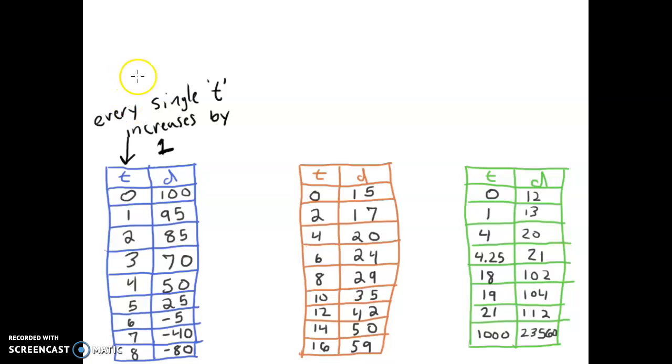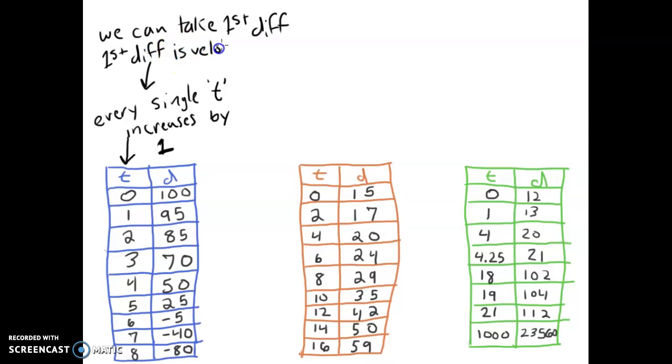In this case, we can take the first difference. And not only can we take the first difference, the first difference is velocity. Remember, the first difference is velocity only because we have time here and distance here. So that t stands for time, that d stands for distance.